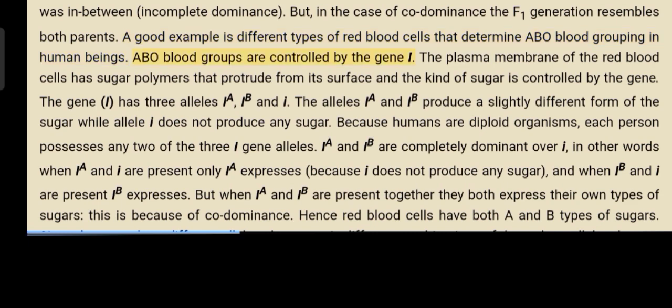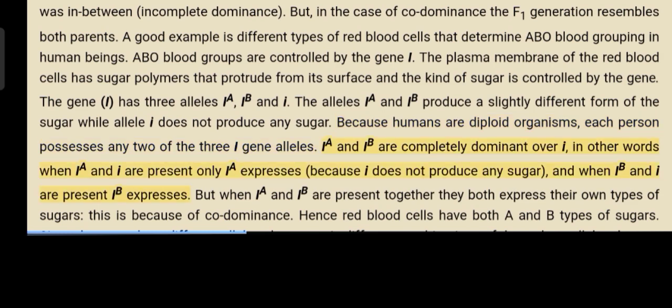ABO blood groups are controlled by the gene I. The plasma membrane of the red blood cells has sugar polymers that protrude from its surface, and the kind of sugar is controlled by the gene. The gene I has three alleles IA, IB and i. The alleles IA and IB produce a slightly different form of the sugar, while allele i does not produce any sugar. Because humans are diploid organisms, each person possesses any two of the three I gene alleles.